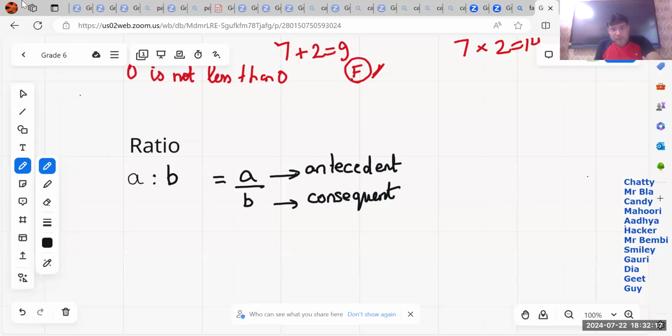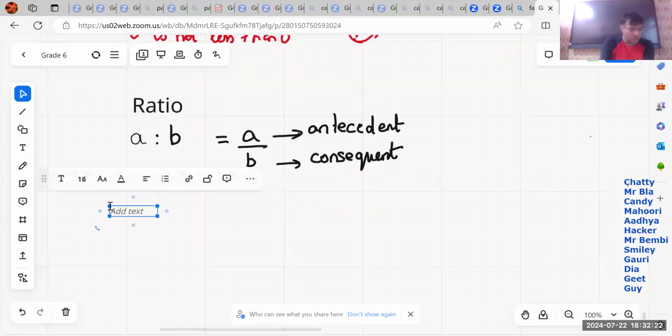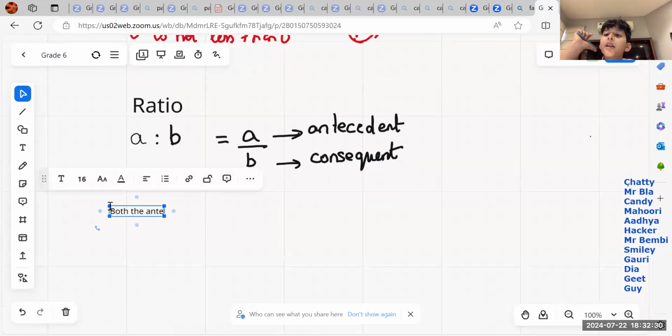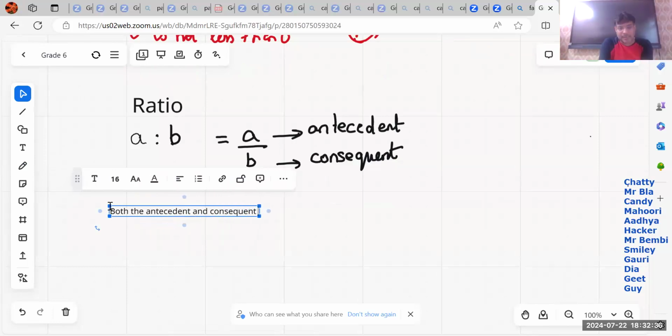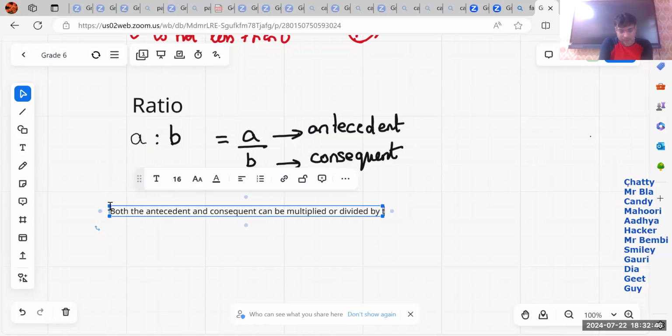So we will write down a few points today about ratio. Antecedent and consequent are just like numerator and denominator, right? Yes. So both the antecedent and consequent can be multiplied or divided by the same number, just like fractions.